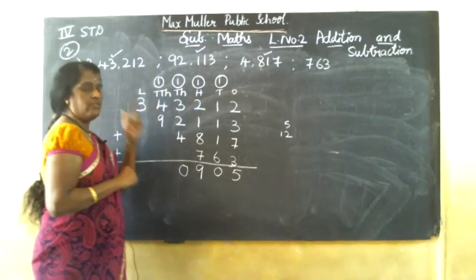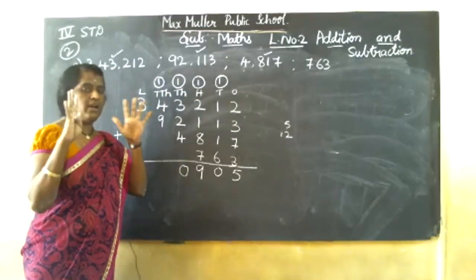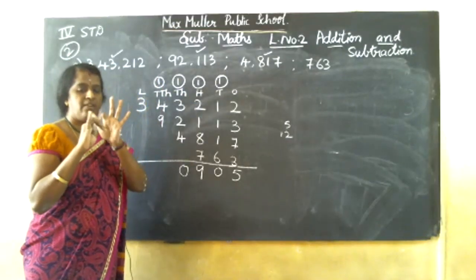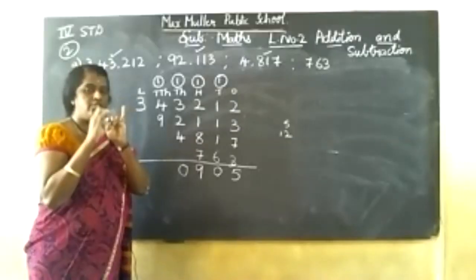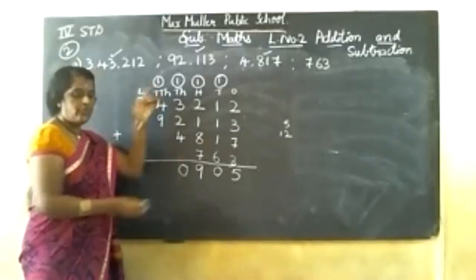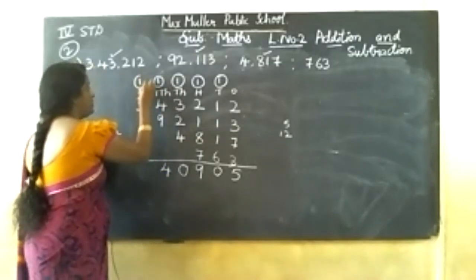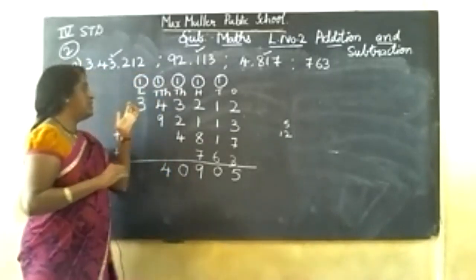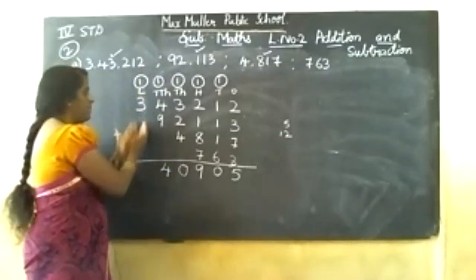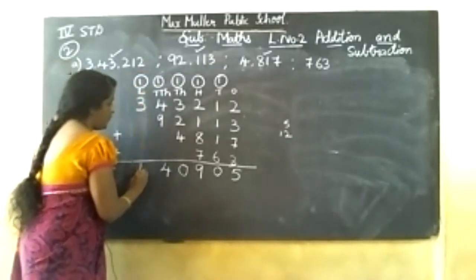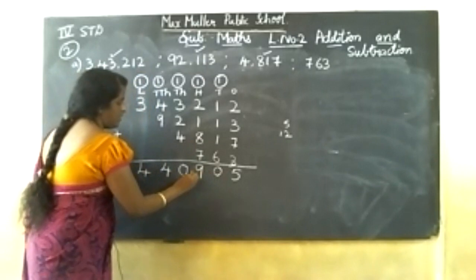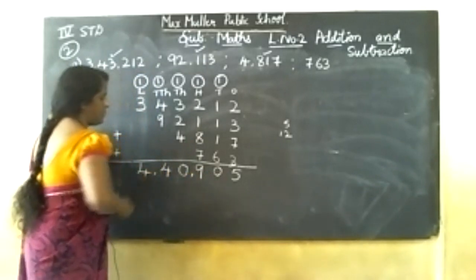4 plus 9. After 4: 5, 6, 7, 8, 9, 10, 11, 12, 13. Plus 1, 14. 4 will be here. 1 will be in the lakhs place. So 3 plus 1, here no number, 3 plus 1, 4.